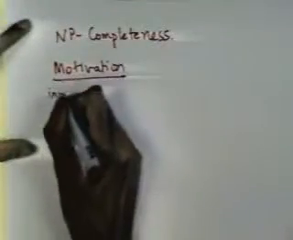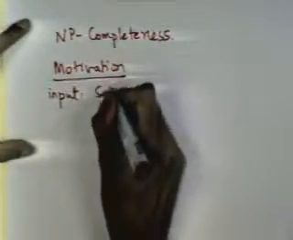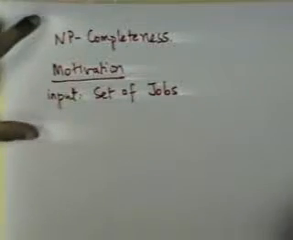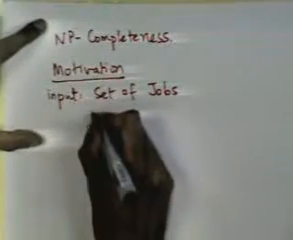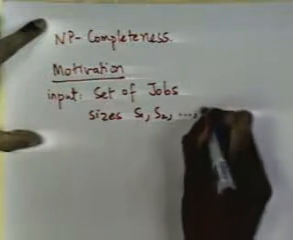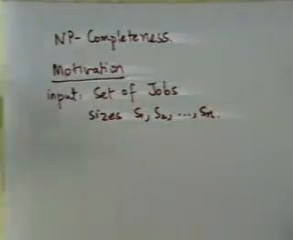The first project you get is the following. It's scheduling jobs on computers. So your input is a set of jobs, and each job has a size associated with it. Let's say the jobs are J1, J2 up to Jn, and the sizes are S1, S2, and so on up to Sn. These sizes could vary. Some of the jobs could have the same size, some could have different. You can think of them as positive integers.